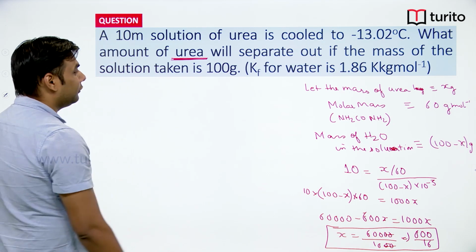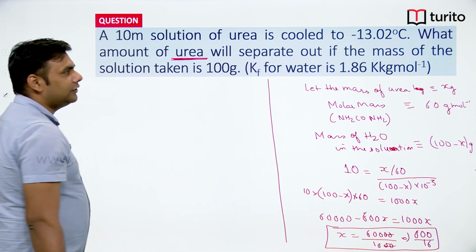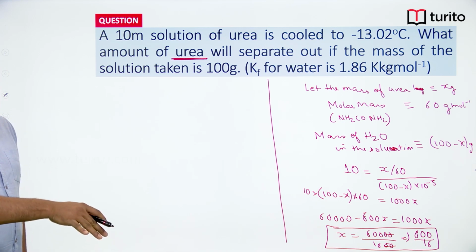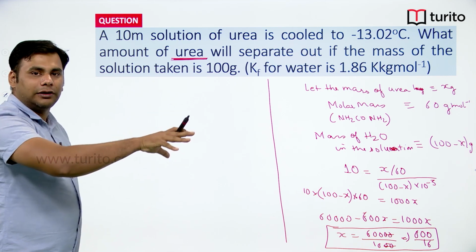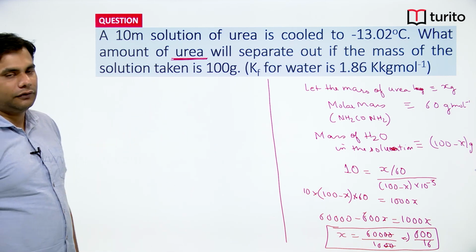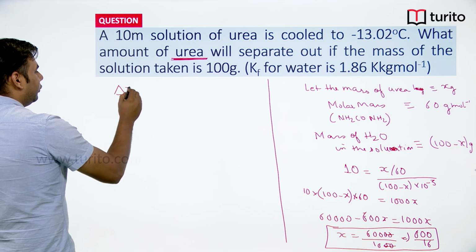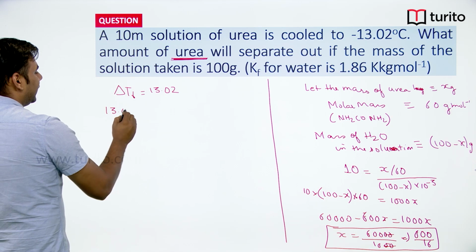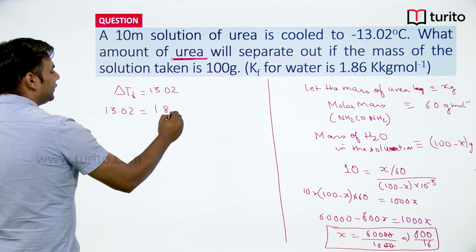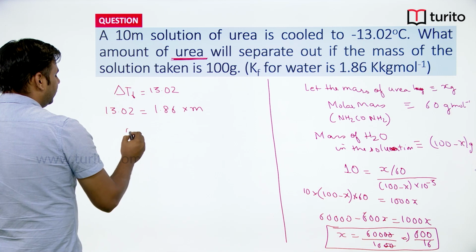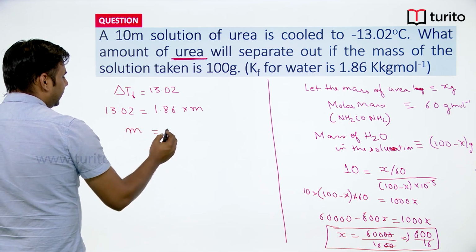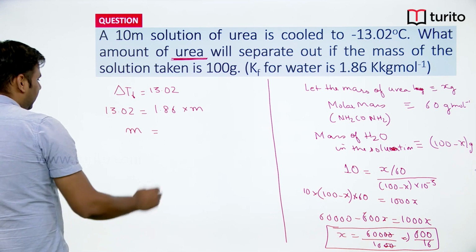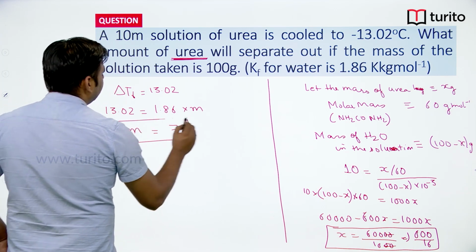Now what we are doing, we have cooled this solution to minus 13.02 degrees Celsius. When we have cooled it to this temperature, we need to understand what the molality of the solution is at that particular temperature. We know that delta TF would become 13.02, equal to KF, which is 1.86, into m. If you do the calculation, I think this should come out as 7. Let me check it. So this comes out to be 7. So the molality comes out to be 7.